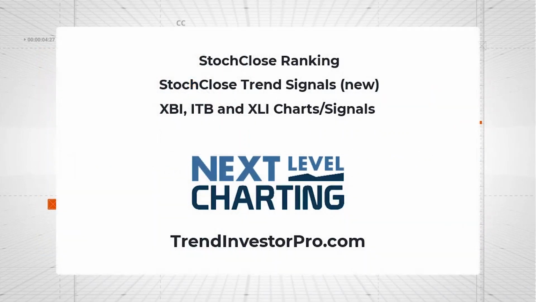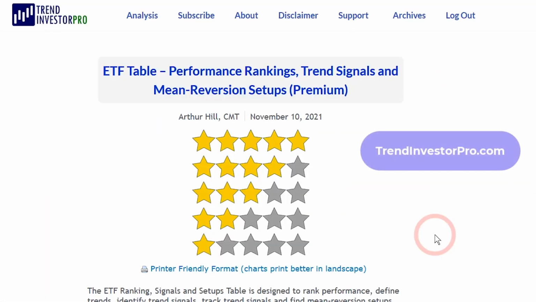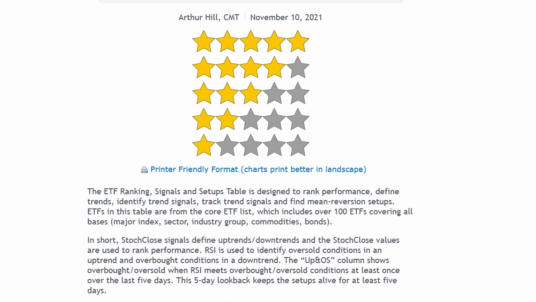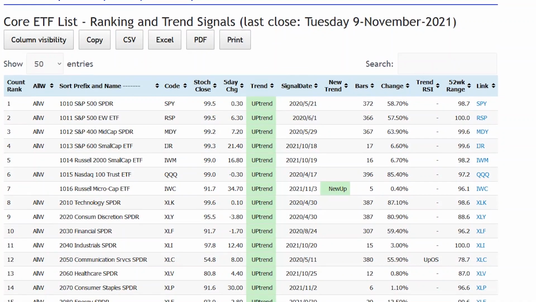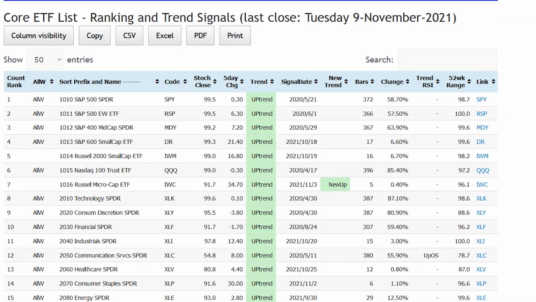So today we're going to dive into StochClose. We're going to show you how to use it for ranking, how to use it for trend signals. I'll backtest it a little bit, and then show you 3 signals in 3 ETFs. So I want to start off with the ETF ranking and trend signal table here at TrendInvestorPro.com. And I do focus mainly on ETFs. And this table was updated as of the close on Tuesday, November 9th.